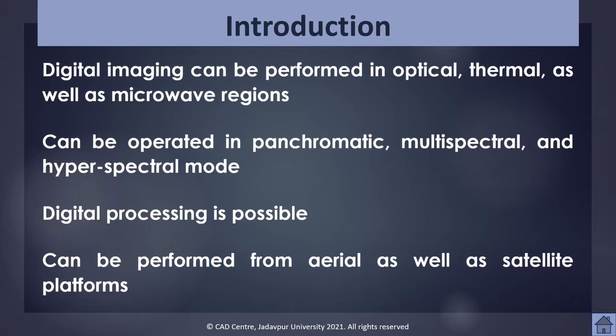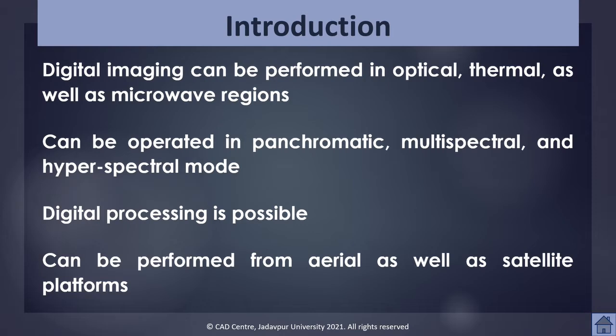In a most generalized way, a digital image is an array of numbers depicting the spatial distribution of a certain field parameter. For example, reflectivity of electromagnetic radiation, or emitted temperature, or geophysical or topographic elevation, etc.